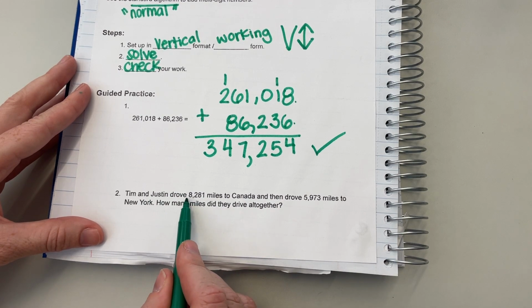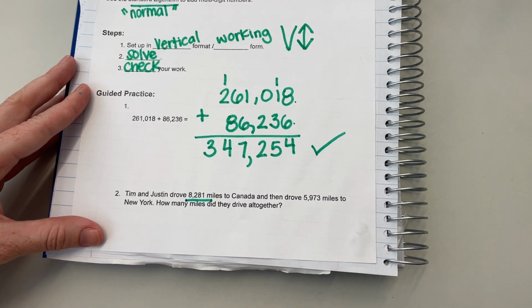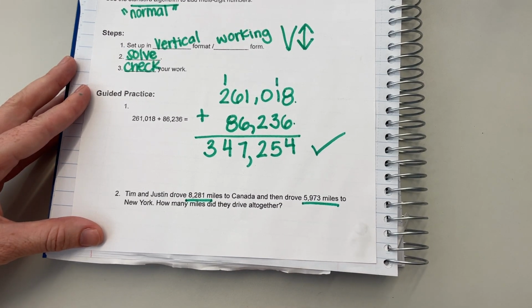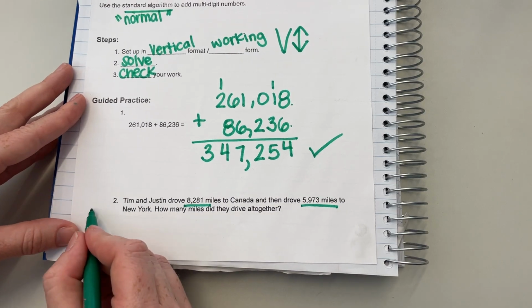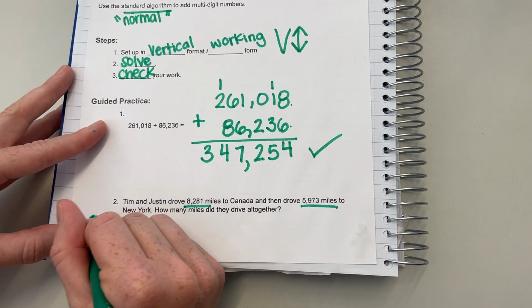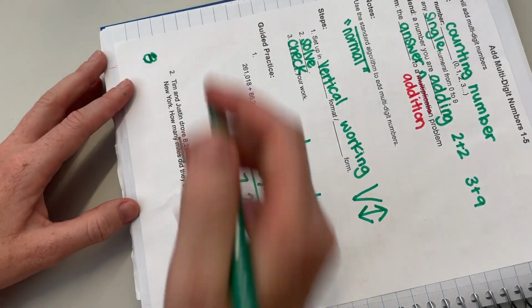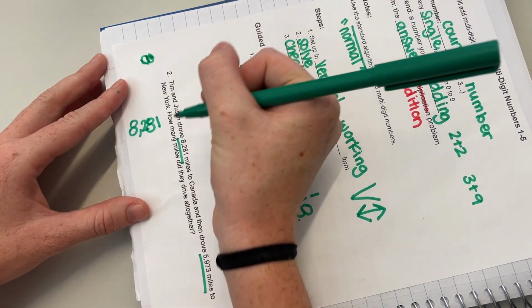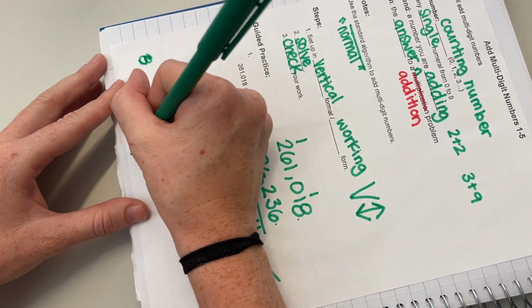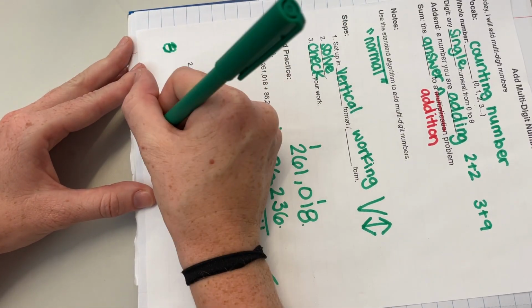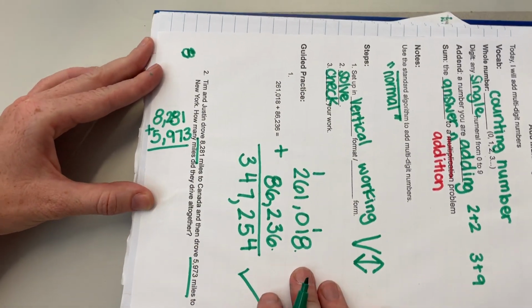Tim and Justin drove 8,281 miles to Canada and then drove 5,973 miles to New York. How many miles did they drive all together? So I'm going to set it up vertically, and I don't have much space, which I apologize. So I'm actually going to turn it sideways so we can write it. So 8,281 and then 5,973. So now because I turned it vertically, I have plenty of working space.